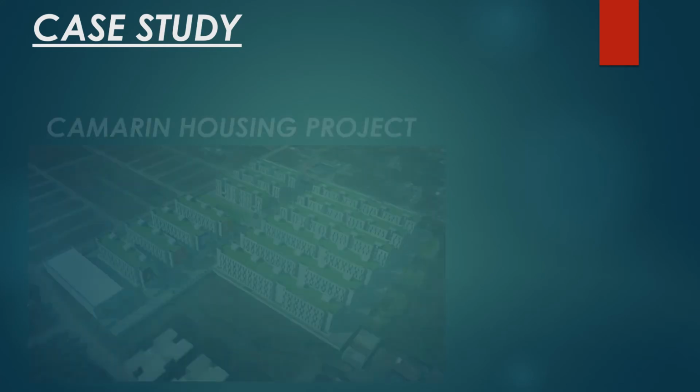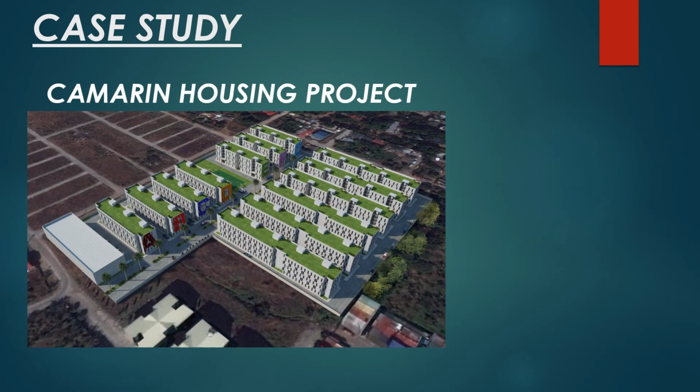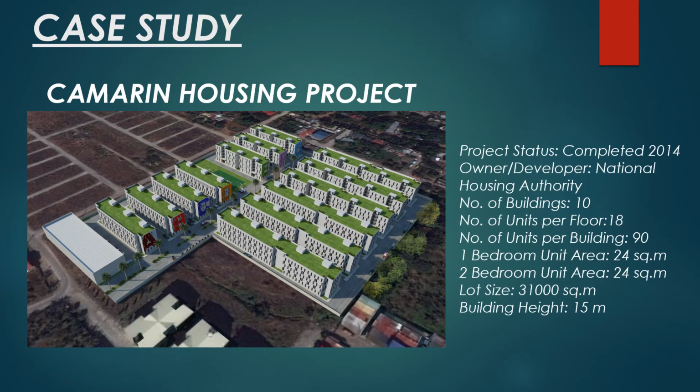The number one example is the Camarin Housing Project. It is also located at Barangay Camarin, Caloocan City. It was completed in 2014. The developer is the National Housing Authority. There are 10 buildings, 18 units per floor, 90 units per building, and the lot size is 31,000 square meters.